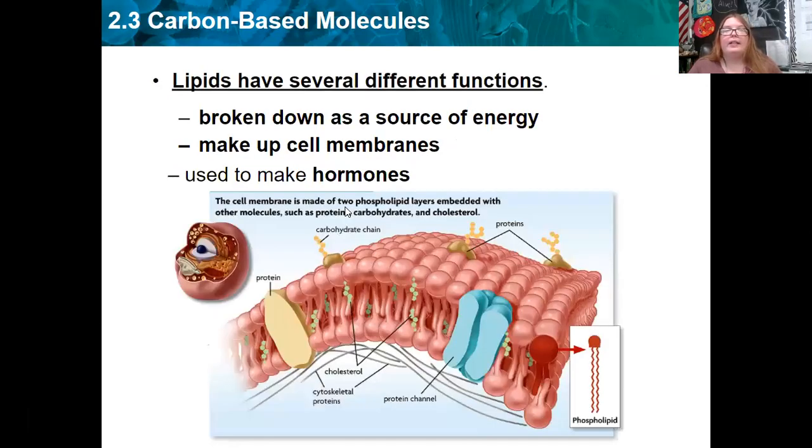Okay, so lipids have several functions. They're energy storage, like long-term energy storage. That's what the fat in your body's for. But it's important in cell membranes, which is like the little sac that holds your cells together.